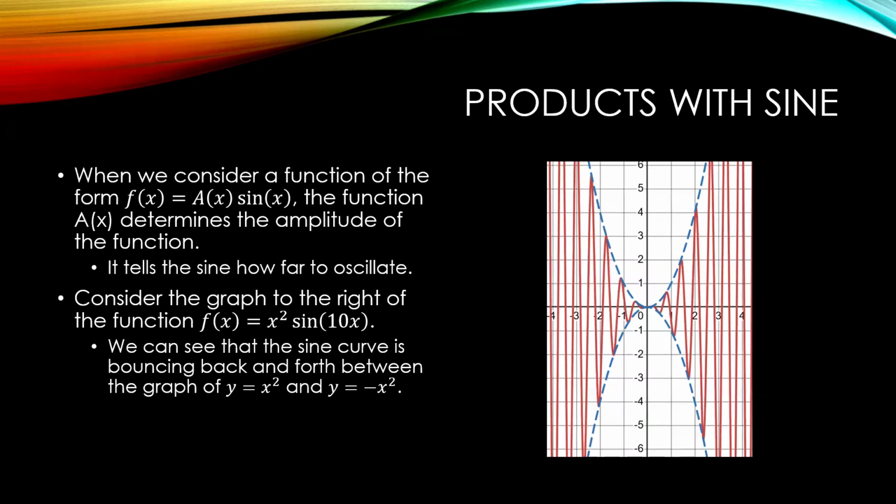We can also use functions, though. In this case, I've used a function as a multiplier. This is the function x squared times sine of 10x. You can see what this has done is affected the amplitude of the sine wave. Now the amplitude of the sine wave is the x squared value.